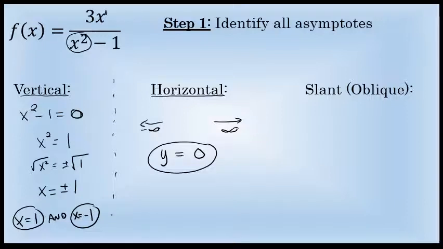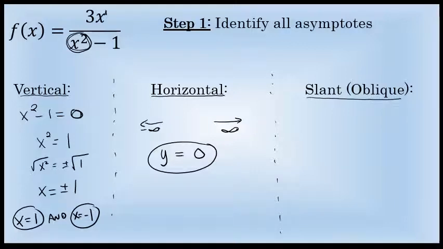Basically, what this means is that the graph, as the x approaches negative infinity, the graph will be approaching the horizontal line y equals 0, and as the graph approaches x equals positive infinity, the graph will also be approaching y equals 0. This occurs again every time the degree of the denominator is greater than the degree of the numerator.